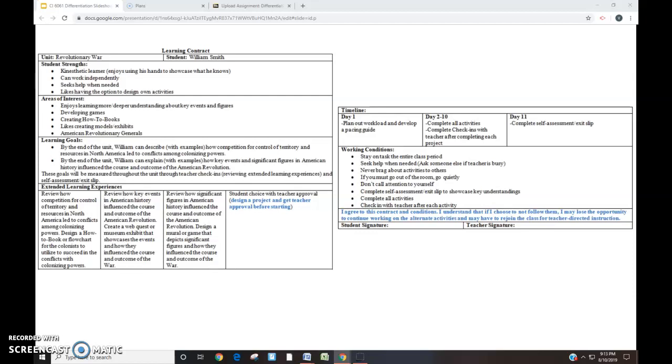I met with William with a blank template and choice board. During the meeting, we discussed strengths, areas of interest, learning goals, extended activities, timeline, and work conditions. I like the idea of completing the template together with the student because it gives them options in their work and serves with building autonomy in their work.